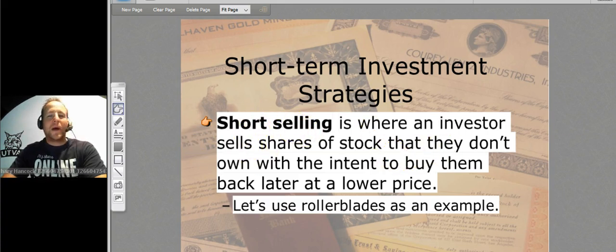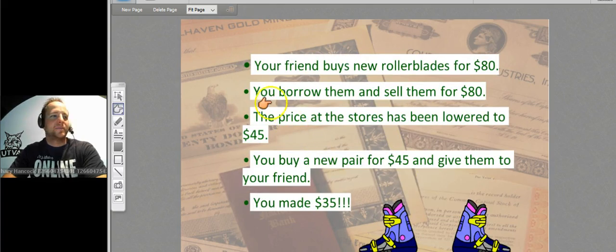So short selling, you sell and then buy back at a cheaper price. This would be an example of what they call rollerblading. Your friend buys new rollerblades for $80. You borrow them and sell them for $80. The price at the store has lowered to $45. You buy a new pair for $45 and give them to your friend. You made $35. Okay. You see how that kind of works? So overall, you're the one making money. Your friend gets a new pair, so he's excited about that, but you have $35 in your pocket to show for it. Okay. So sell high, buy low is kind of what you want to do.